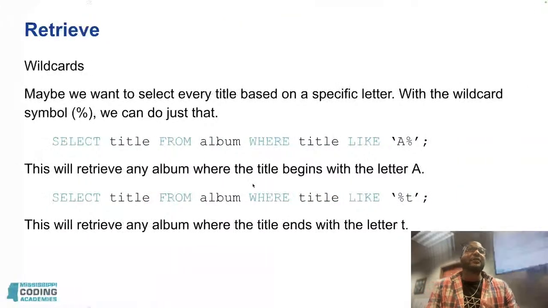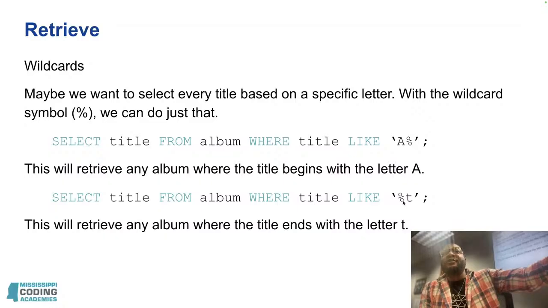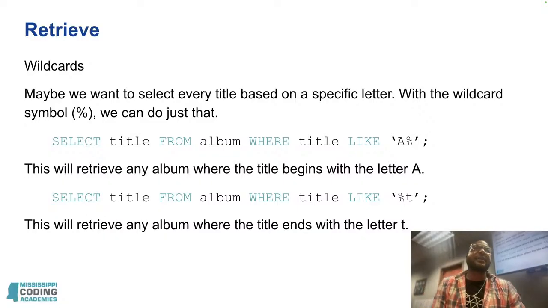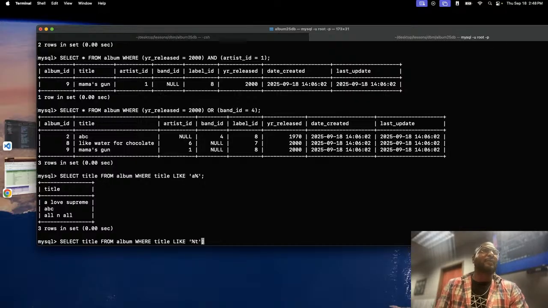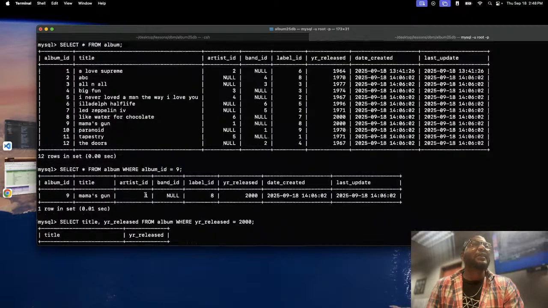If I want everything that ends with the letter T, that's what this one is going to do. I put the wildcard symbol first, meaning whatever's in the front doesn't matter so long as the last letter is T. I'm going to do that right here. I'm going to just change this up. So I'm going to say percent T. I don't know what this is going to retrieve. I'm not certain. And I get an empty set. The reason I get an empty set is because when I look at these, none of these end with the letter T.